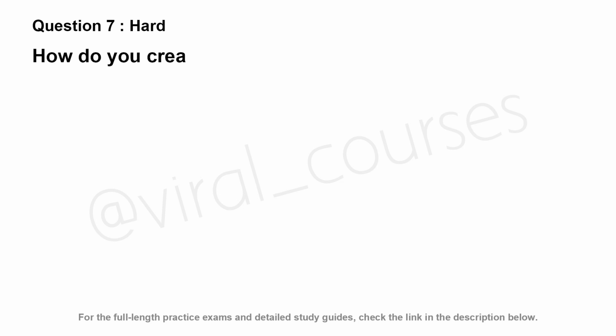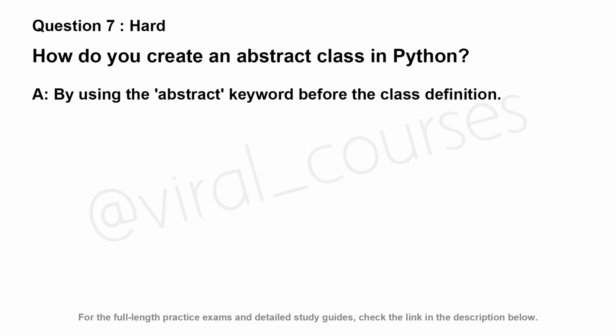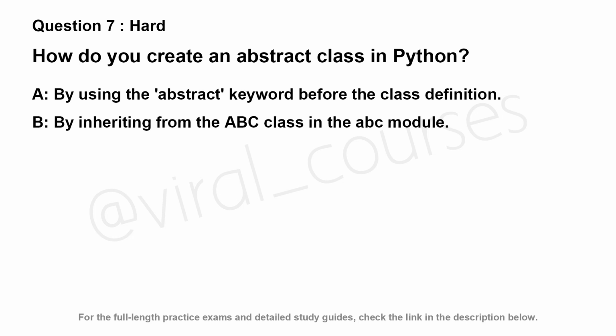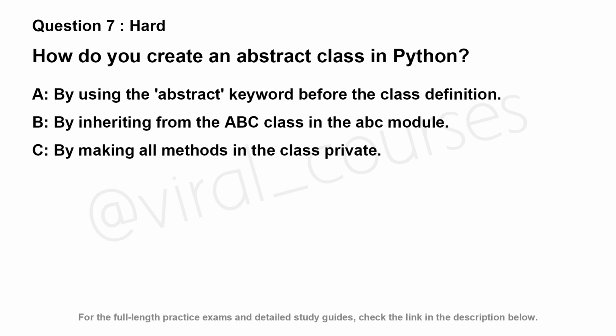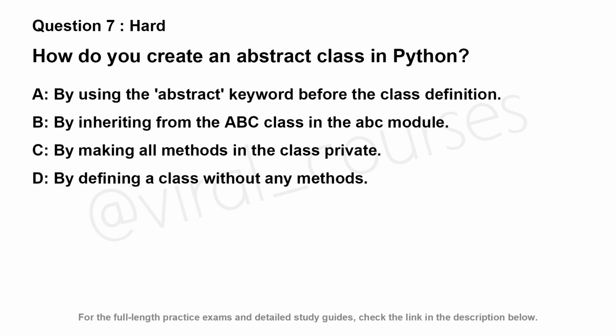How do you create an abstract class in Python? Option A. By using the abstract keyword before the class definition. Option B. By inheriting from the ABC class in the abc module. Option C. By making all methods in the class private. Option D. By defining a class without any methods.